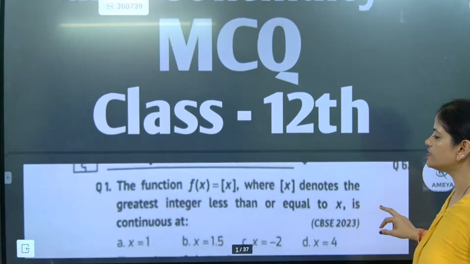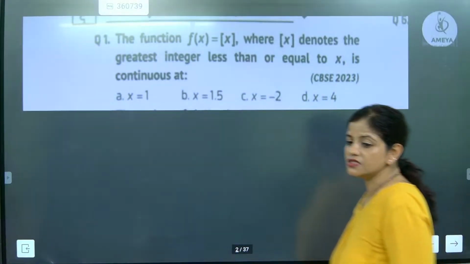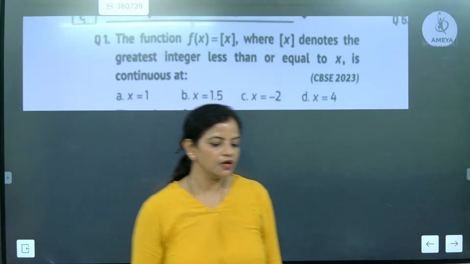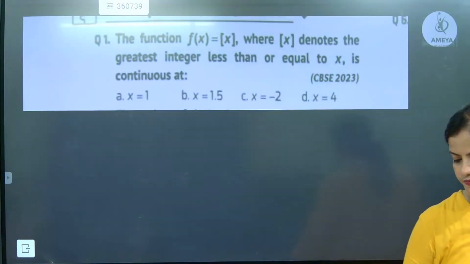So, continuity and differentiability related questions. First question is this one. Come on, answer this question. This is a CBSE 2023 question related to continuity and differentiability. So, find the answer.